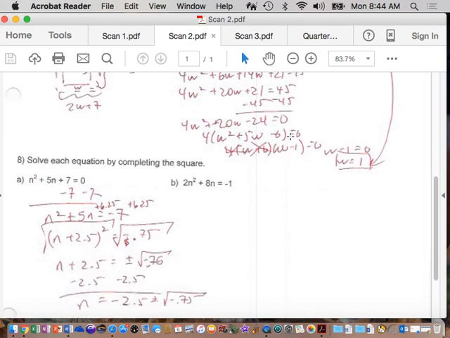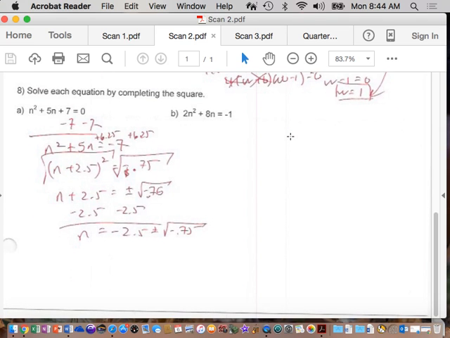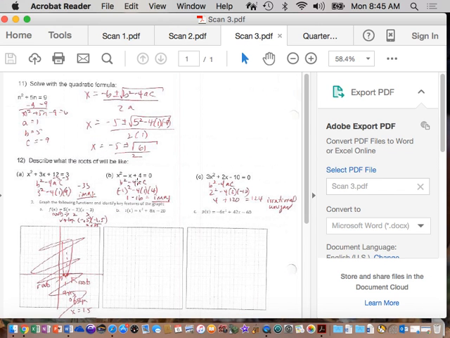A little completing the square. You would not be asked to do one where you come out with a negative answer, just to be clear on that. But just the same. Any questions about the completing the square one? We're good? Okay. Next page.